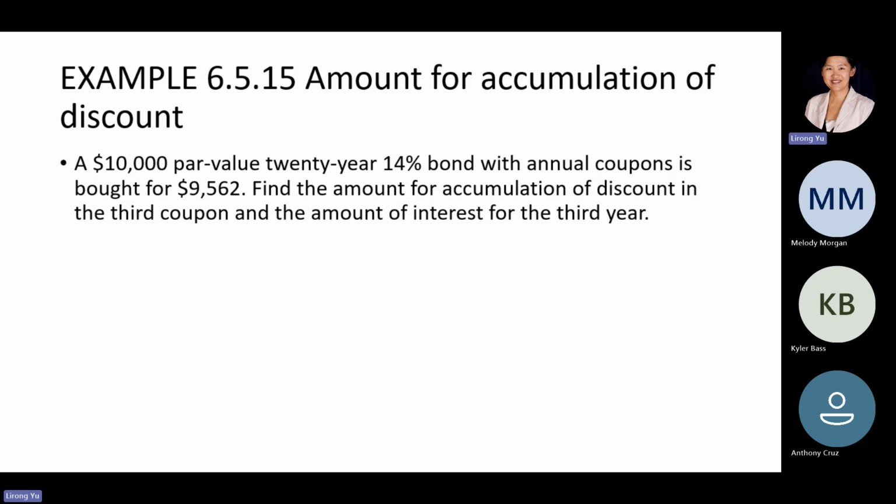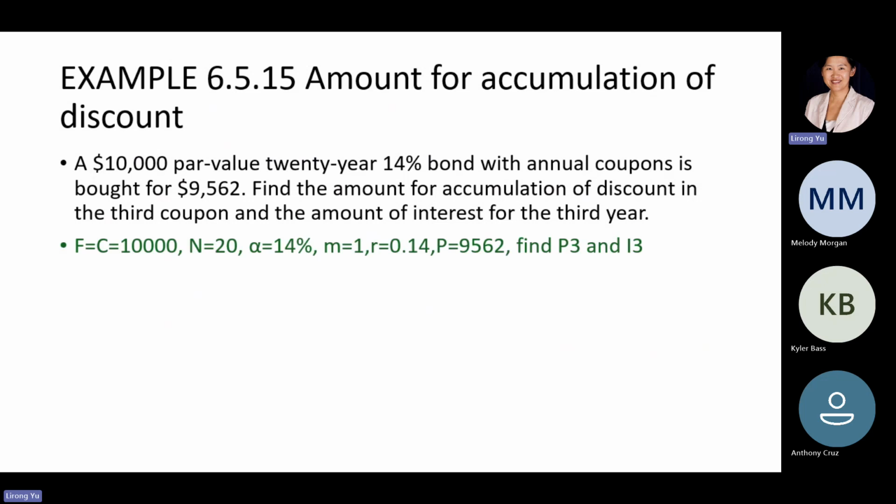So essentially, we got an annual coupon, so it's 1 coupon per year. For the third year, it's the third coupon, third payment. So we're trying to find out in the third coupon payment, how much is the interest, how much is for the other stuff, right? So let's look at how much we know. We analyze the information given, got our face value and the redemption amount, that's actually equal, C equals 10,000. 20 years equals n = 20. Coupon rate is 14%. Annual coupon, m equals 1. So then r equals alpha over m. So that was 0.14, and then the price is 9,562.